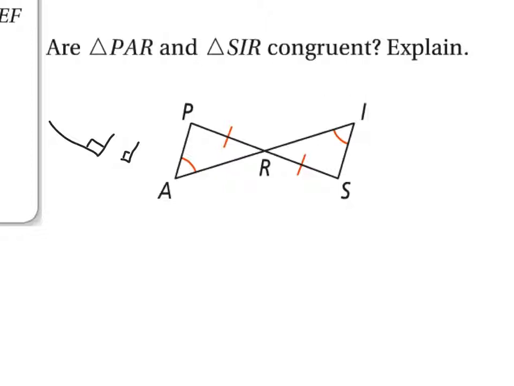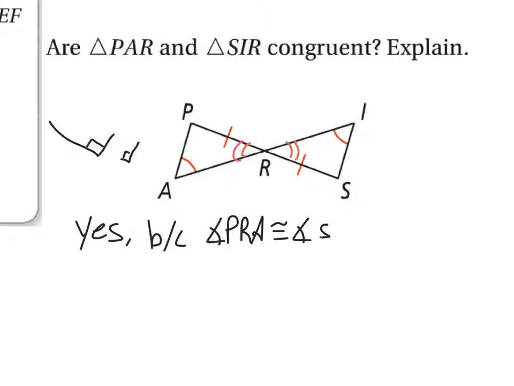Yes, sir. Can we say that angle SRI and ARP are vertical angles? SRI and ARP. We most definitely can say that those are vertical angles. So you're telling me that yes, we can say these triangles are congruent? Yeah, because angle PRA is congruent to angle SRI.